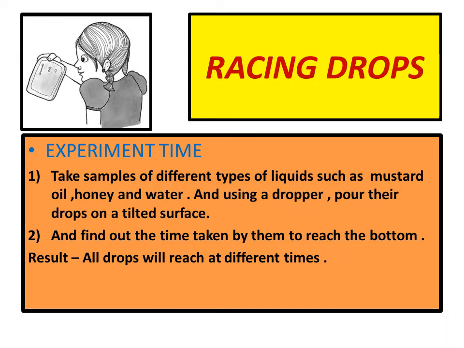Now let's do an interesting experiment called racing drops. What do you have to do? Take samples of different types of liquids such as mustard oil, honey and water, and using a dropper pour these drops on a tilted surface and find out the time taken by them to reach the bottom. After the experiment, you will find that all the drops reach at different times.